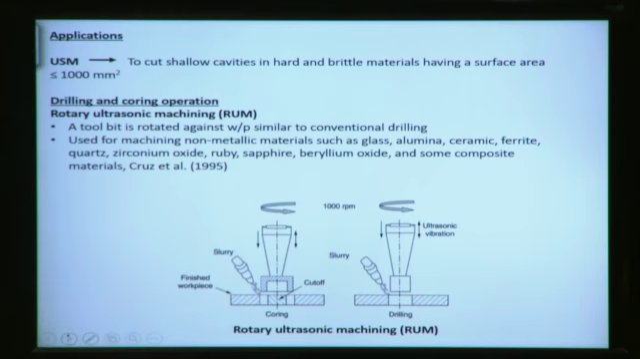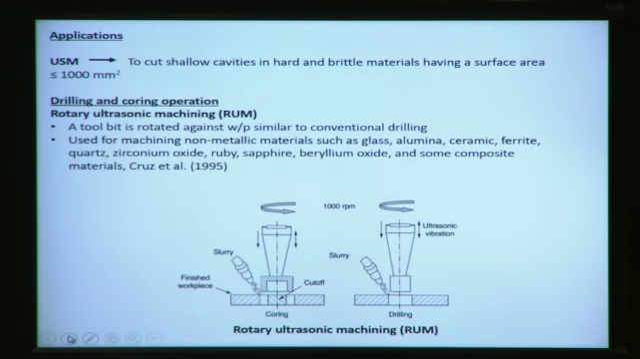Using ultrasonic machining, one application is to cut shallow cavities in hard and brittle materials having a surface area less than 1000 millimeters square. Another application is drilling and coring operation. This drilling and coring operation can be done using a rotary type ultrasonic machining process.